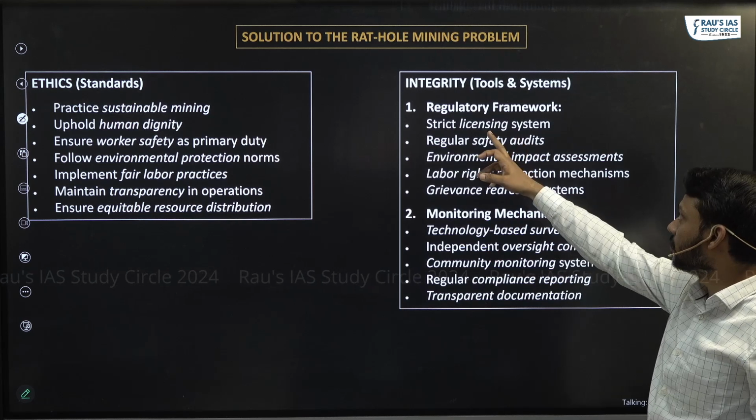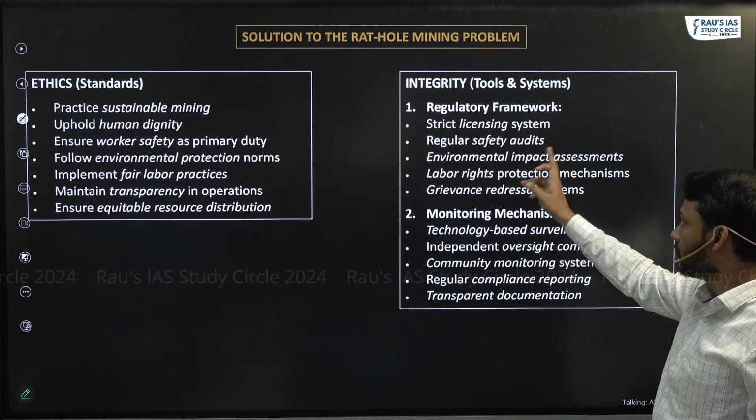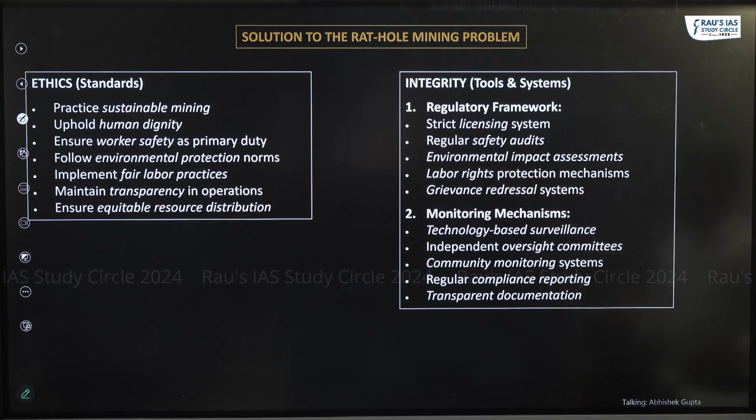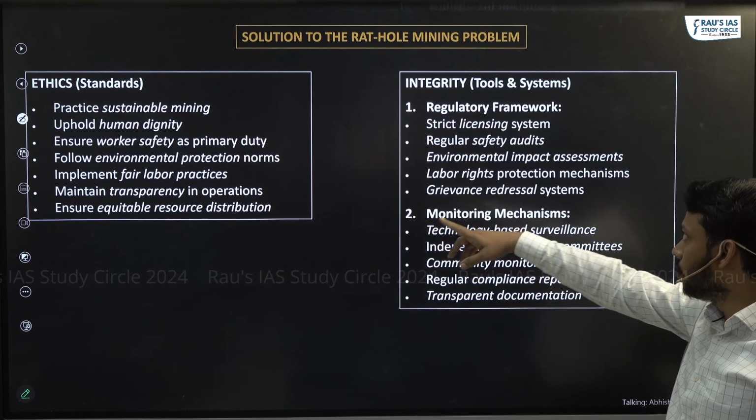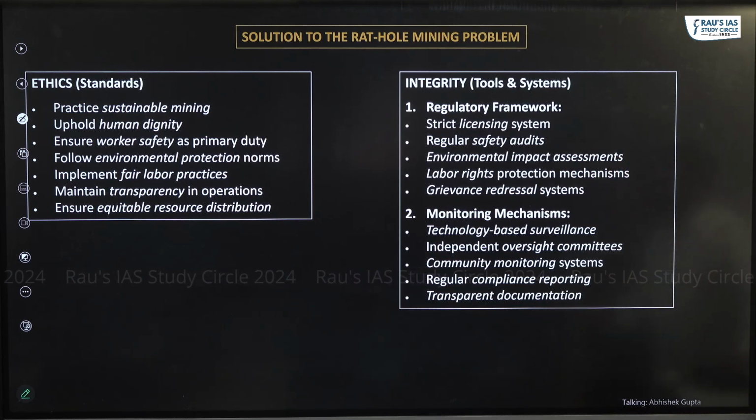For example, strict licensing system, regular safety audits, environmental impact assessments, labor rights protection mechanism, grievance redressal system that will put regulation on the laws. Your syllabus has laws, rules, regulation as a source of ethical guidance. These three come together, laws, rules, regulation. Ethics can be seen as laws, then there has to be regulation, different rules for those laws.